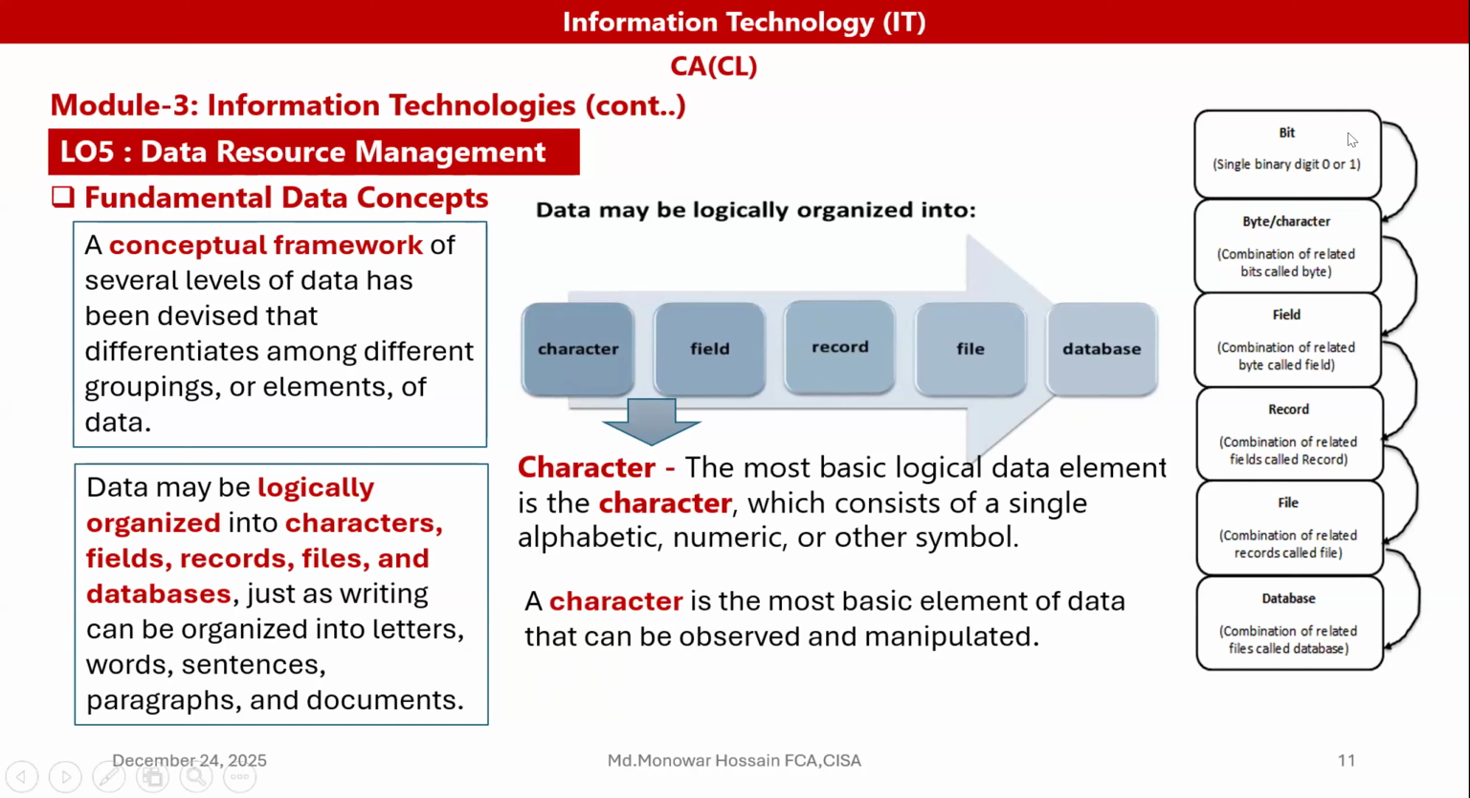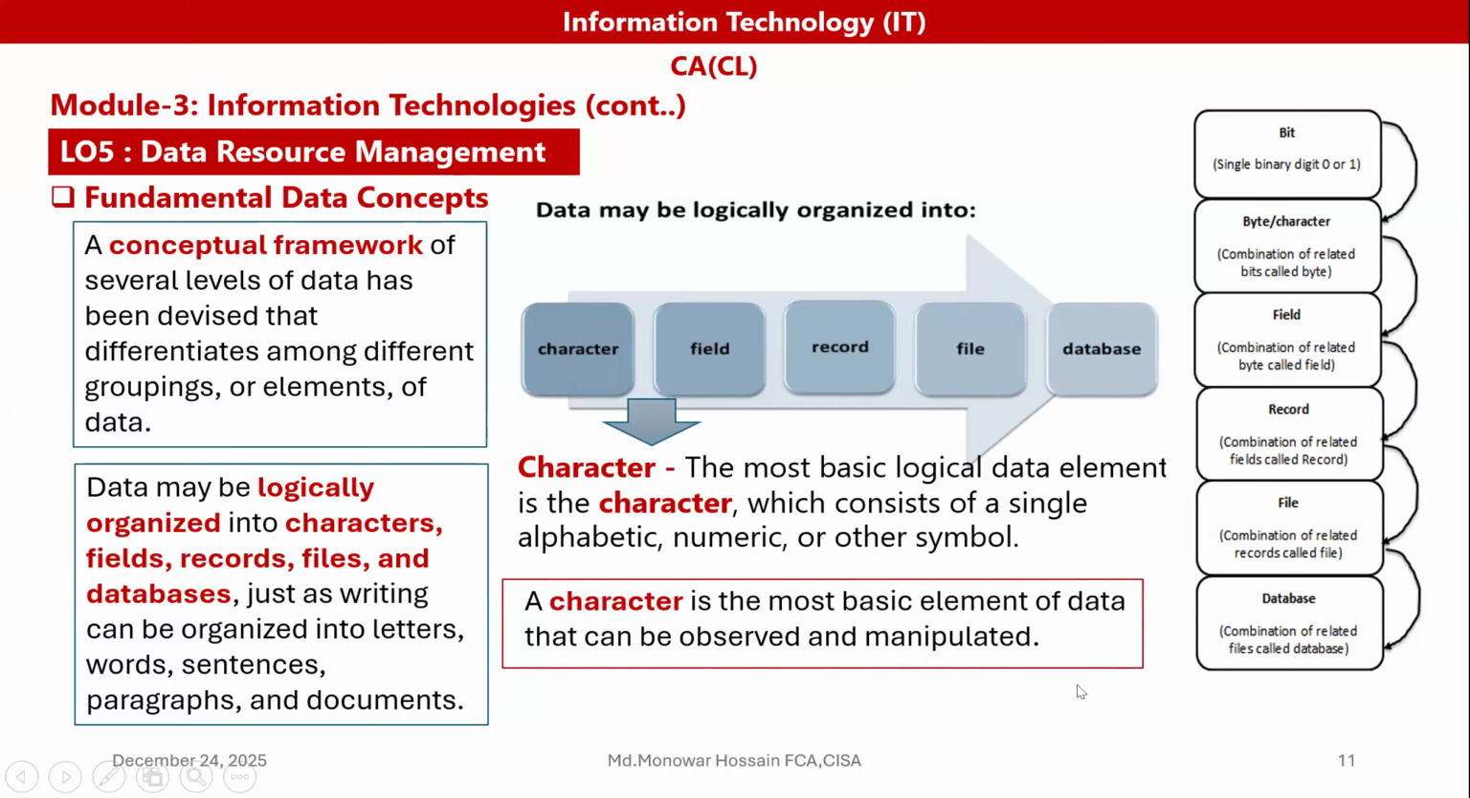Look here: a bit is a single binary digit, 0 or 1. And a byte, meaning a character, is a combination of related bits. Then a field is a combination of related bytes. A record is a combination of related fields. A file is a combination of related records. And finally a database is a combination of related files.